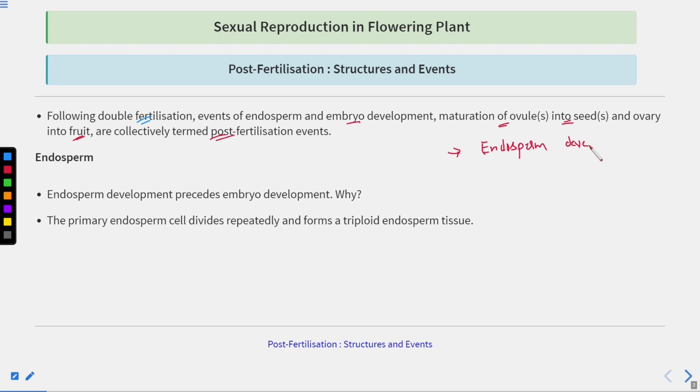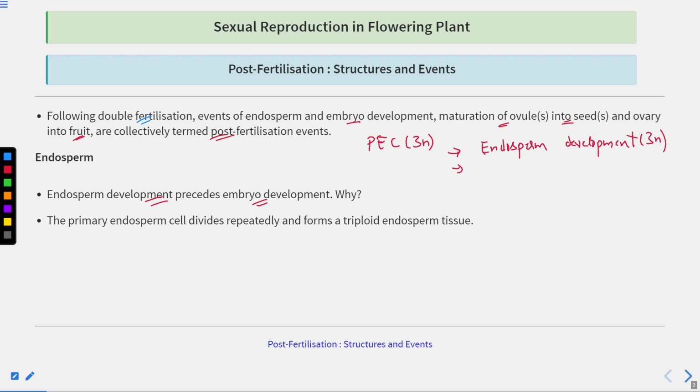Okay, so endosperm develops first. Okay, and then the embryo will develop. So endosperm development precedes the embryo development. Clear? So endosperm development takes place from the primary endosperm cell. Primary endosperm cell, which is diploid, this will give rise to a triploid endosperm.